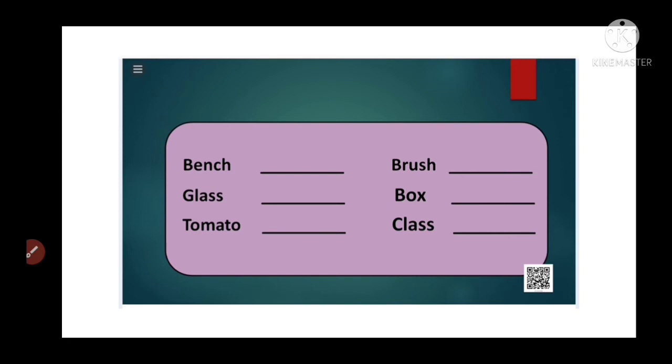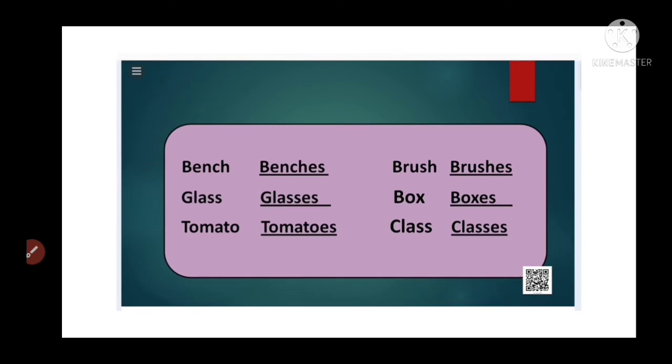Dear learners, we will make the plural form by adding ES to each word. We will add ES to bench, then glass, then tomato. Just write E and S after each word. Like this. Yes, we have done it.